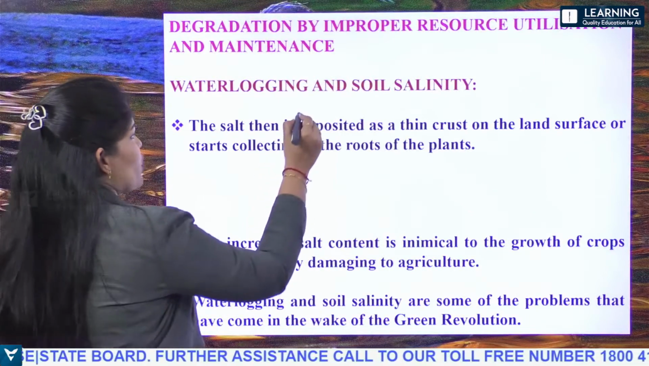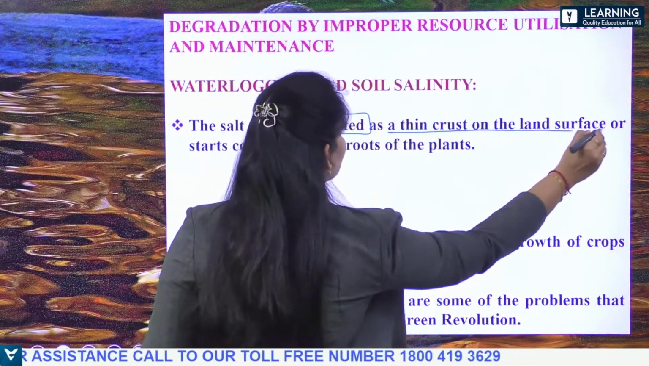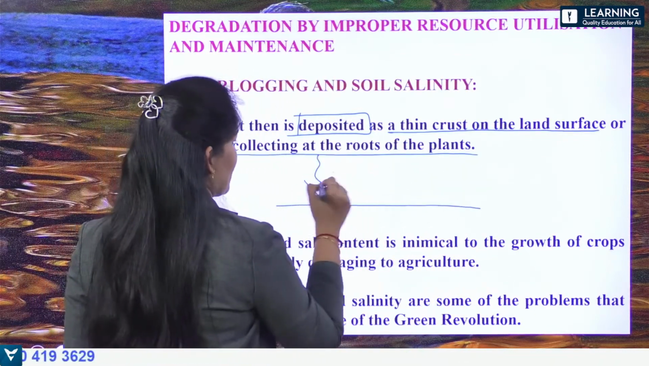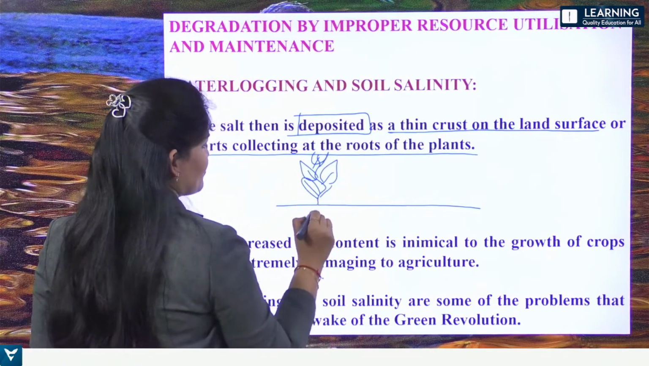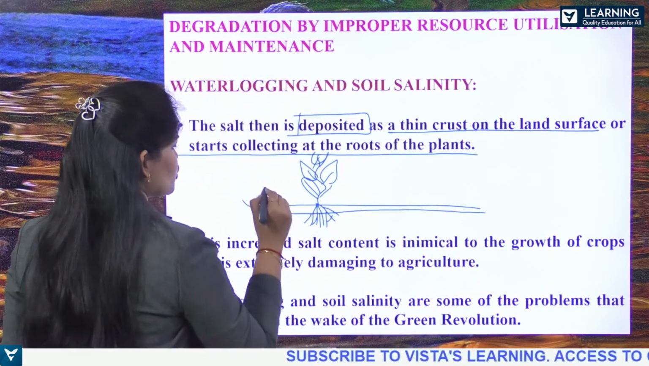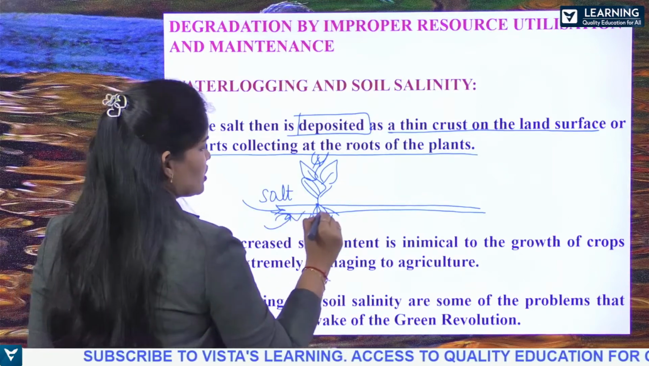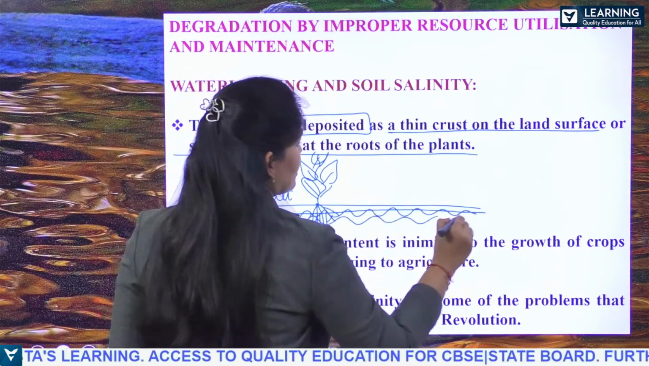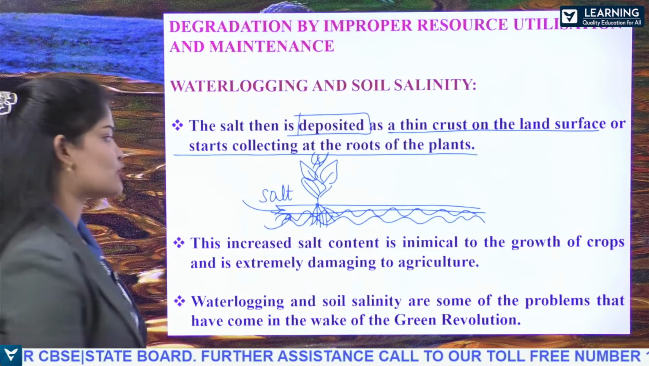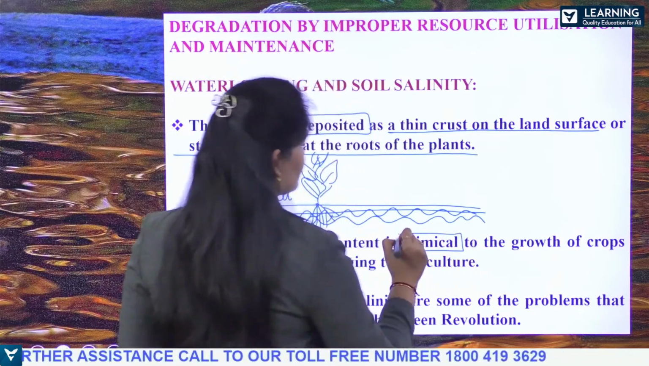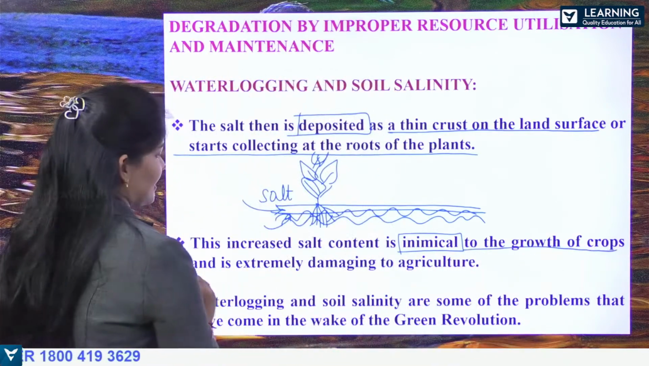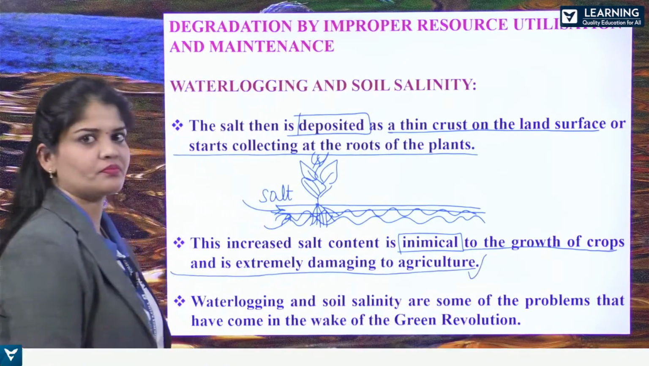Then salt is deposited, accumulated as a thin crust on the land surface or starts collecting at the roots of the plants. See, this is a plant and this is how the roots come from the plant. And here is a thin layer of salt deposition because of waterlogging, right? This increased salt content is inimical, unfriendly, not supportive to the growth of the crops and is extremely damaging to agriculture, right?